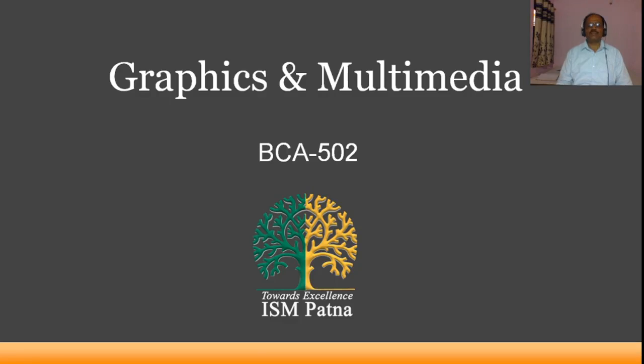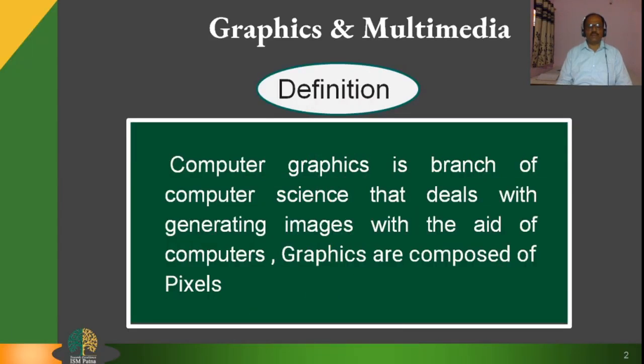So, let us start with the definition. Computer graphics is a branch of computer science that deals with generating images with the aid of computers. Graphics are composed of pixels and vector graphics are composed of paths.